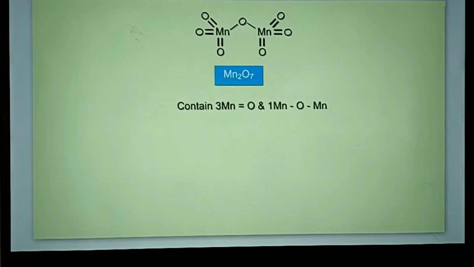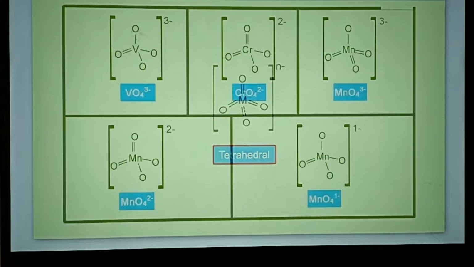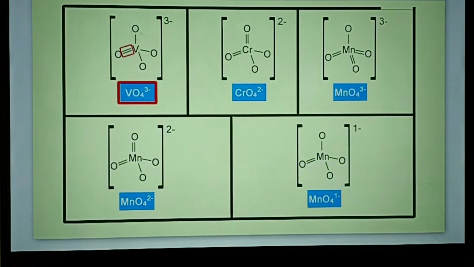In this compound, each manganese atom is surrounded by 3 doubly bonded oxygen atoms, including an Mn-O-Mn bridge. Similarly, oxygen also forms double bonds in the tetrahedral MO4^n- ions, known for vanadium(V), chromium(VI), manganese(V), manganese(VI), and manganese(VII) ions.